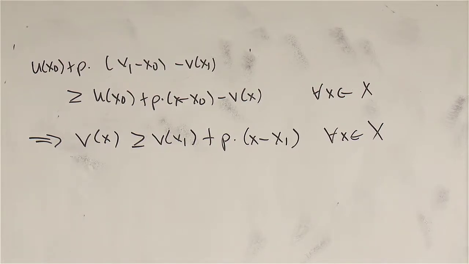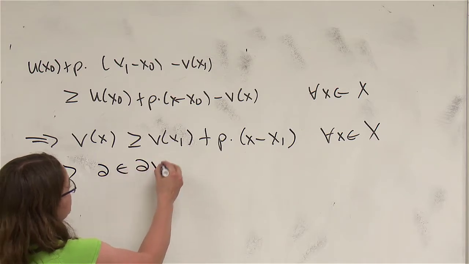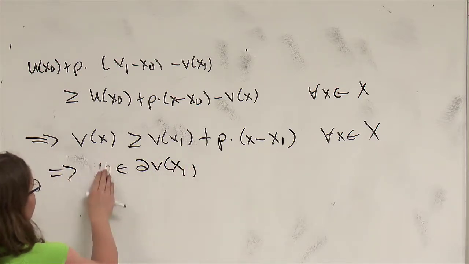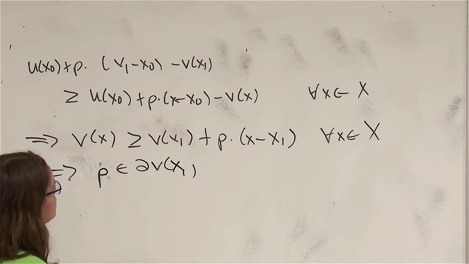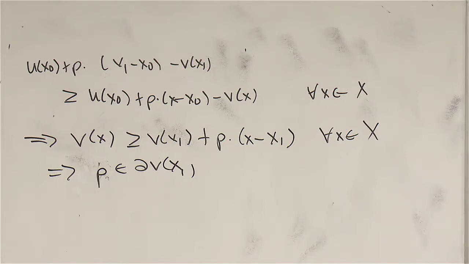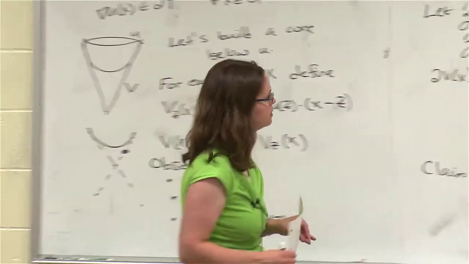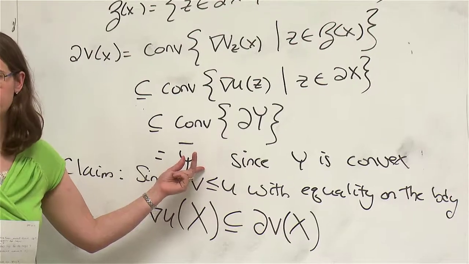So in other words, p is in the subgradient of V at x1. And since x1 is an interior point, what do we know about the subgradient of V? We know that the subgradient of V is always contained in y bar.